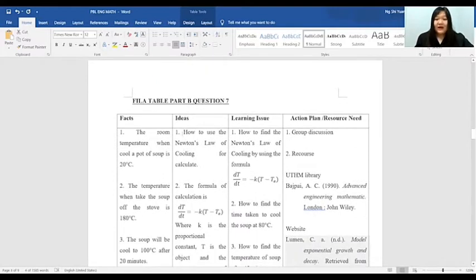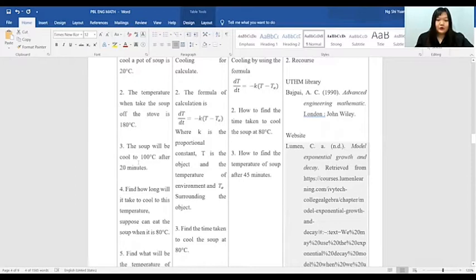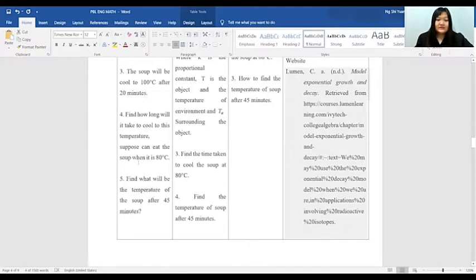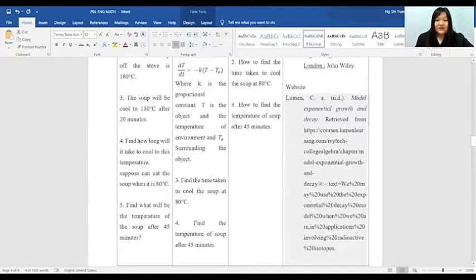Next, the PBL table for part B, question 7. The facts in this question are: the room temperature when cooling a pot of soup is 20 degrees Celsius. Next, the temperature of the soup on the stove is 118 degrees Celsius. Next, the soup will be cooled to 100 degrees Celsius after 20 minutes. Three, find how long it will take to cool to this temperature. Suppose we can eat the soup when it is 18 degrees Celsius. Four, find what will be the temperature of the soup after 45 minutes.